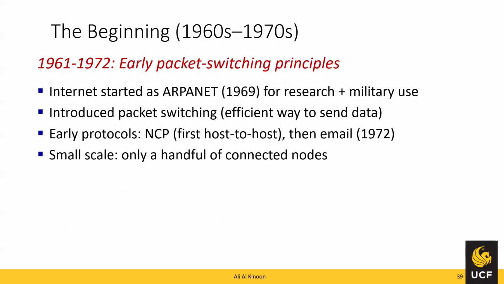So the beginning: the internet started for research and military use in 1969. It introduced the idea of packet switching that we spoke about, an efficient way to send data. Early protocols, NCP, first host to host, then email in 1972, but at a small scale at the time, only a handful of connected devices, aka nodes.